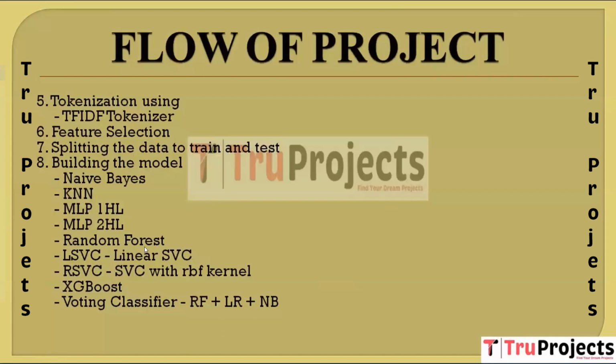Random forest, an ensemble learning method that combines multiple decision trees. LSVC, linear SVC, a linear support vector classifier. RSVC, SVC with RBF kernel, a support vector classifier with a radial basis function kernel. Then we have XGBoost, a gradient boosting algorithm, and voting classifier, RF plus LR plus NB, a classifier that combines the predictions of multiple base models using voting strategies like hard or soft voting.